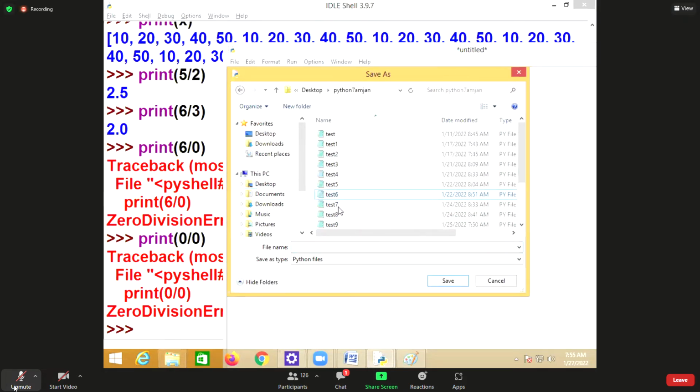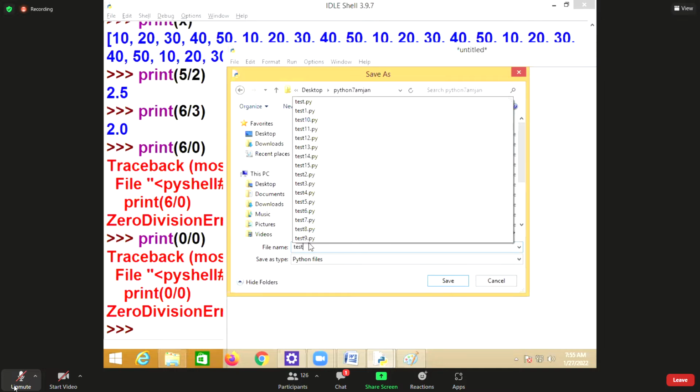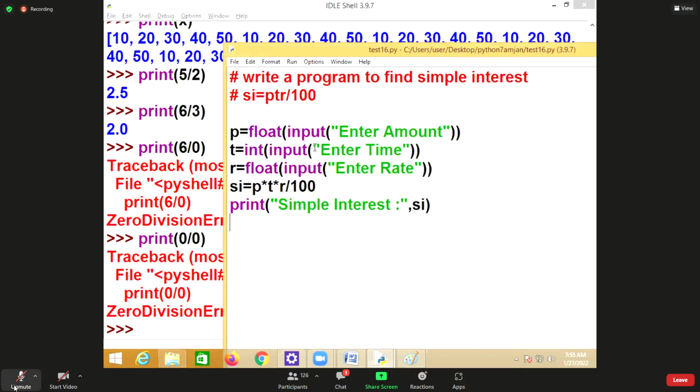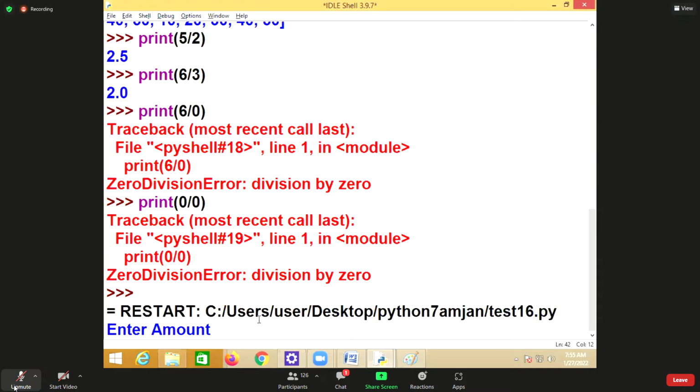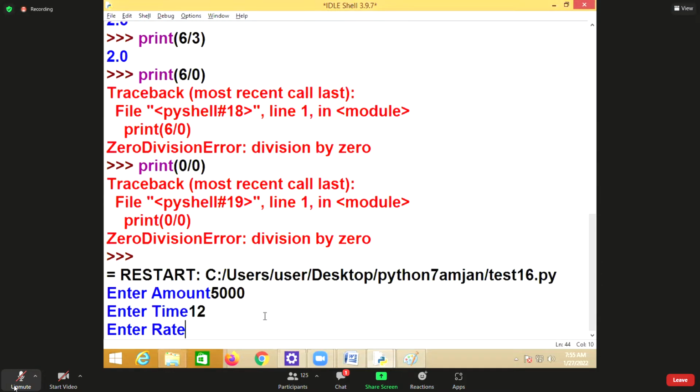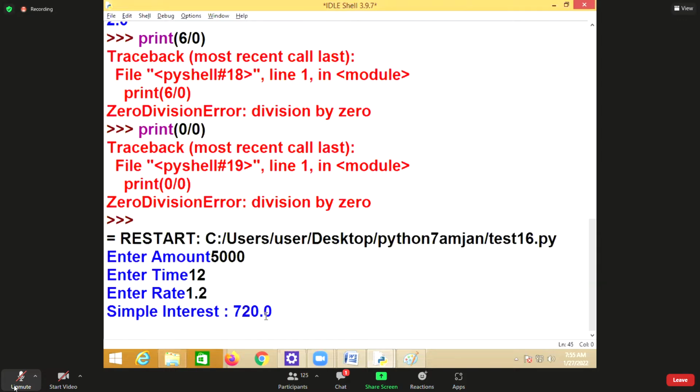Save the program, and after saving, you can execute it by saying Run, Run Module. Enter the principal amount, the time is 12, the rate of interest is 1.2. You can see simple interest is 720.0.